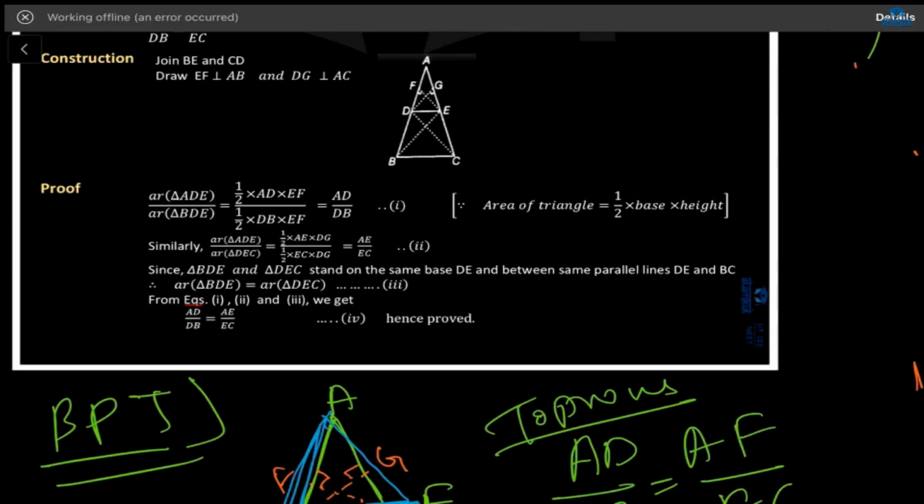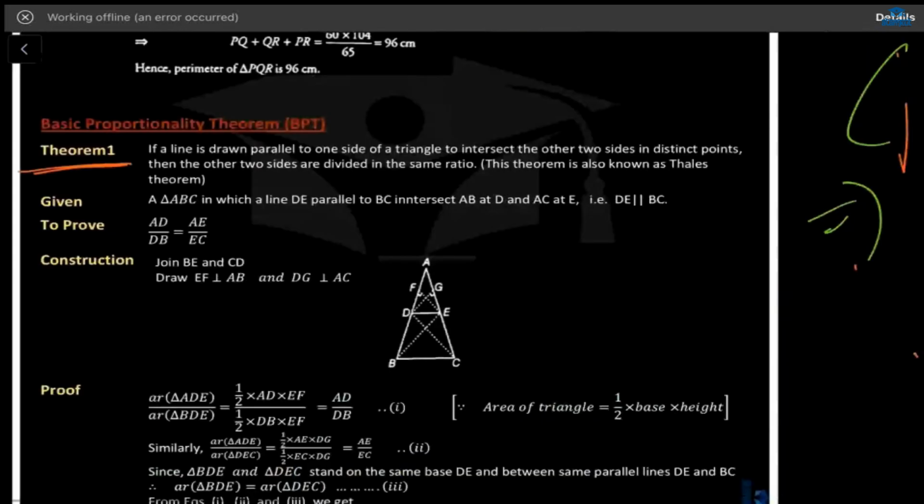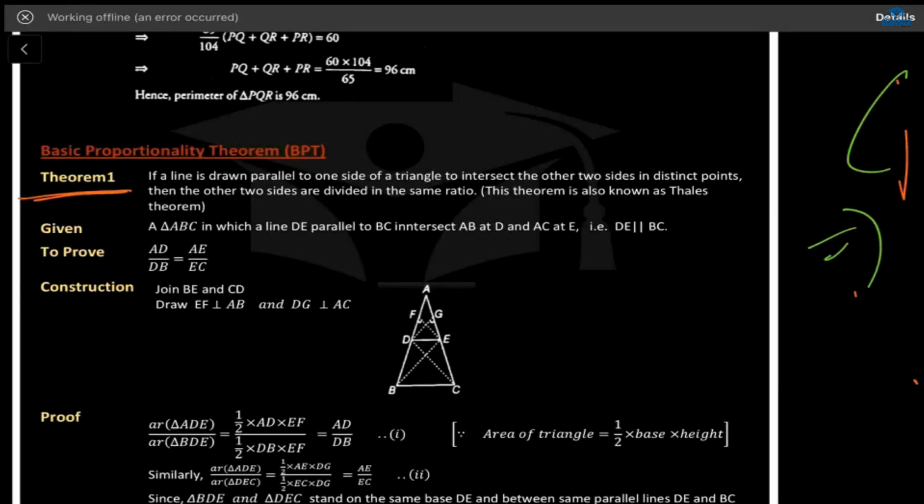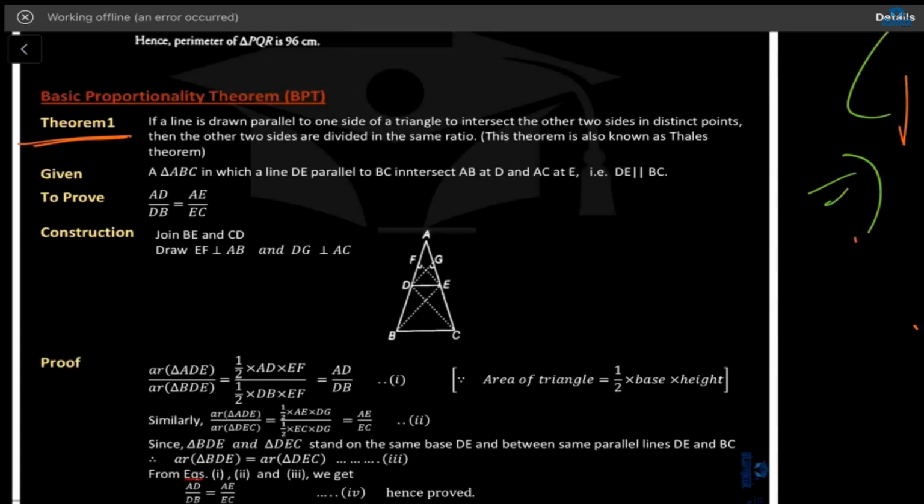Okay, hence proved. And the result we got is that if in a triangle you draw a line parallel to another side of the triangle, that is DE, then the sides are in a ratio, that is AD by DB is equal to AE by EC. You can use this result to solve many questions. You can directly say that from BPT, from Thales theorem, and you can use the condition.